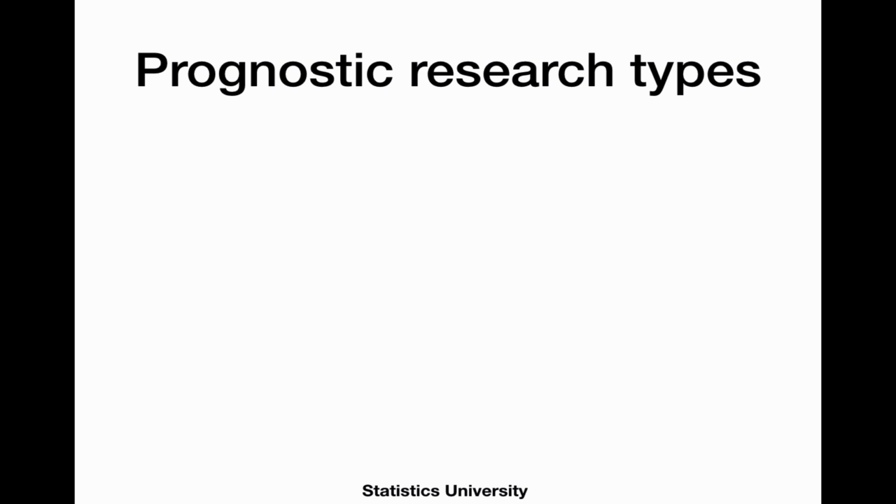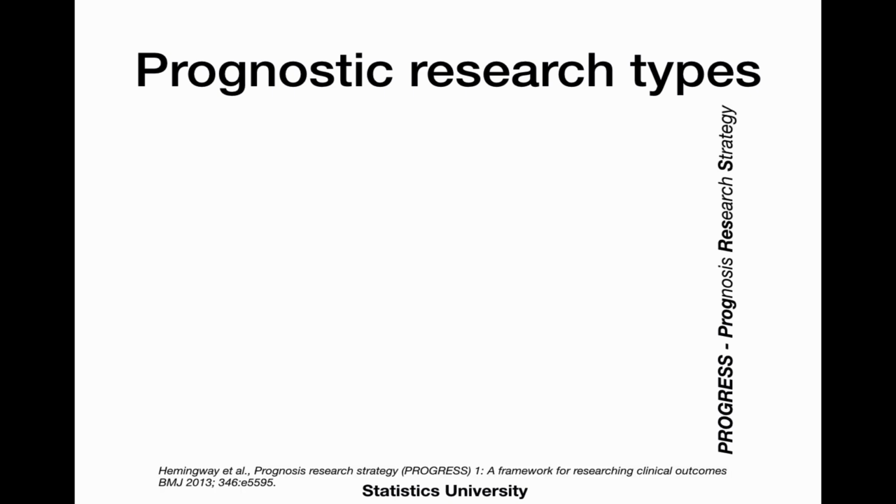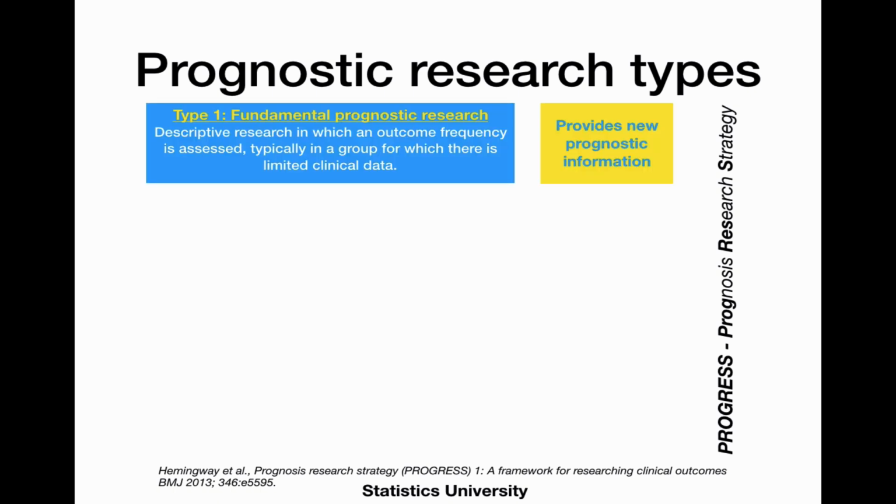Now, there's a very useful framework for the phases of prognostic research, and this is called the Prognostic Research Strategy, published in the British Medical Journal. It describes that type 1 research, fundamental prognostic research, provides new prognostic information, and it usually entails descriptive research in which an outcome frequency is assessed, typically in a group for which there is limited clinical data.